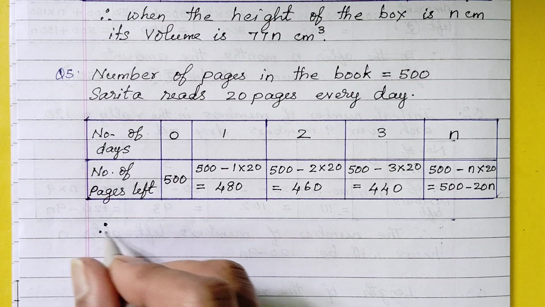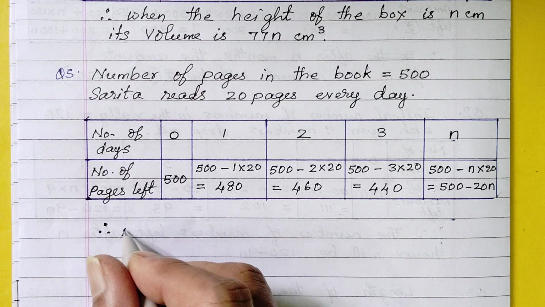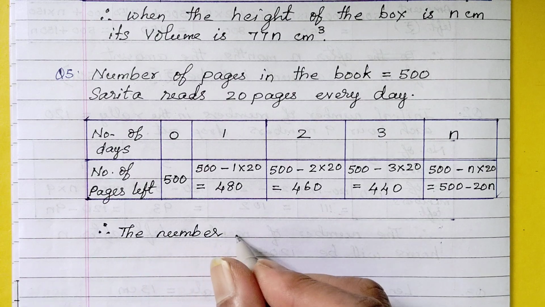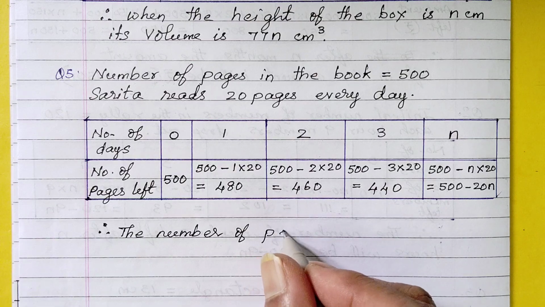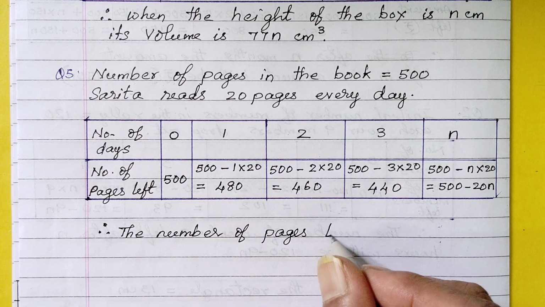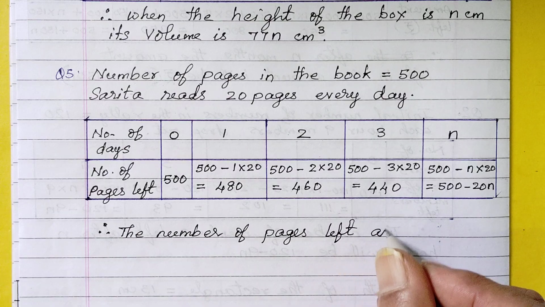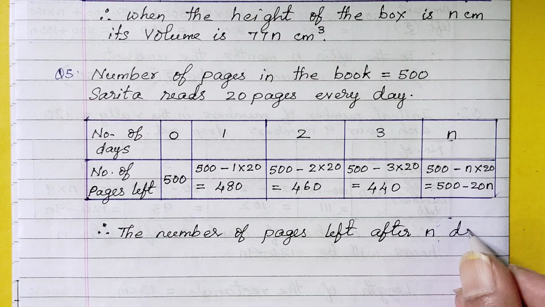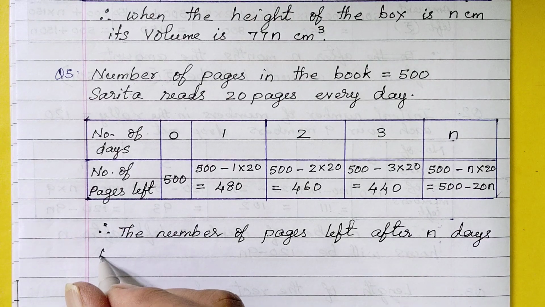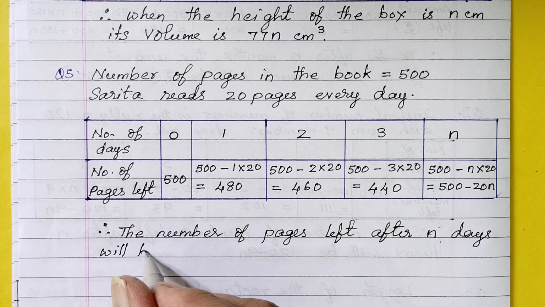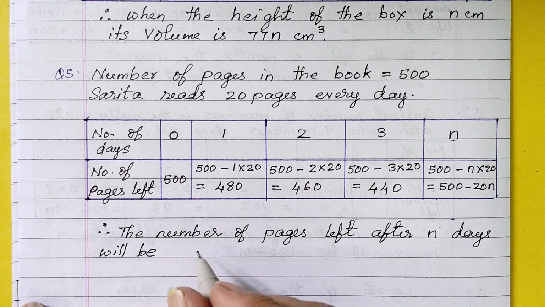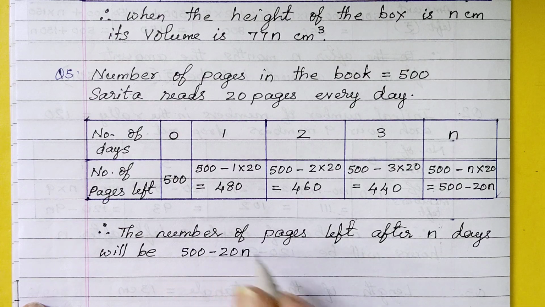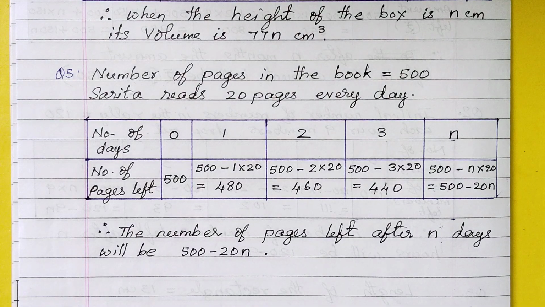Therefore, the number of pages left after n days will be 500 minus 20n. So here the fifth sum is solved.